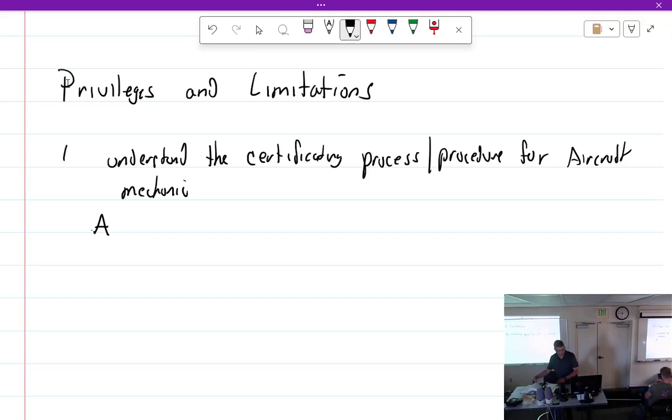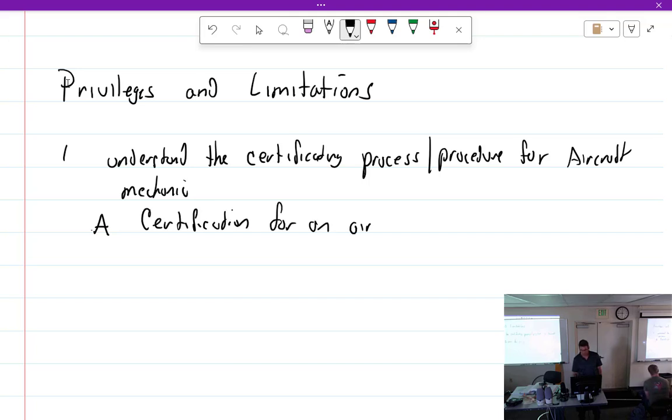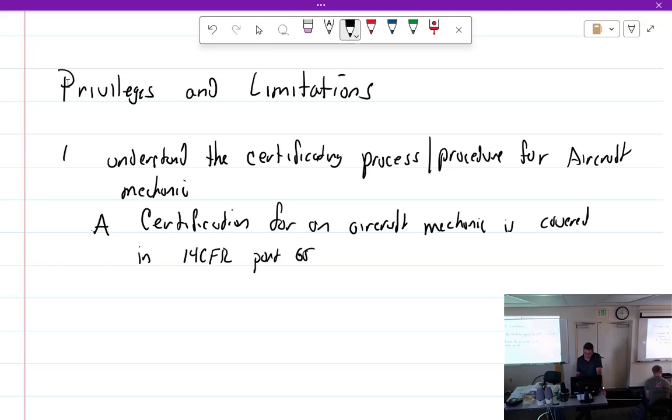So we would say the certification for an aircraft mechanic is covered in, so if I ask the reference, this is how we're going to talk in aviation. I'm going to say it's 14 CFR, which stands for Title 14 of the Code of Federal Regulations, Part 65.71.